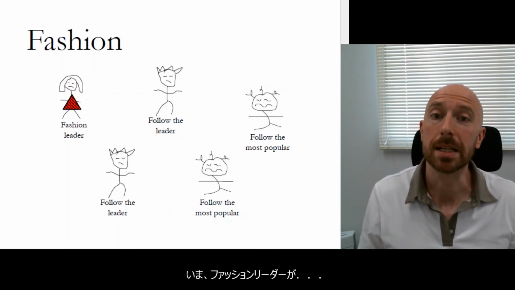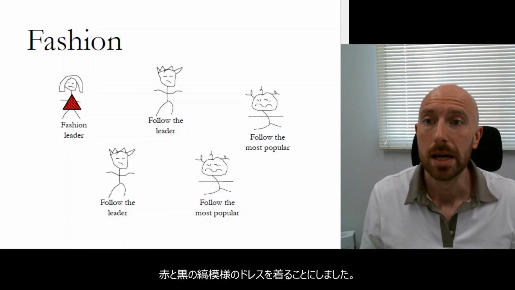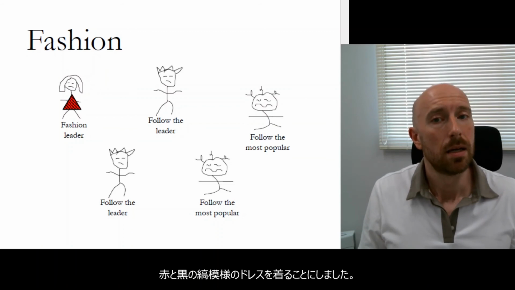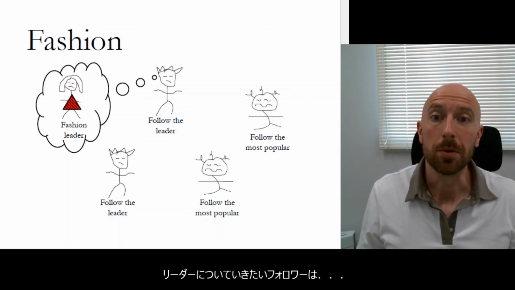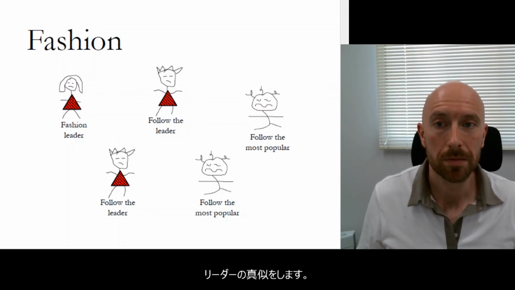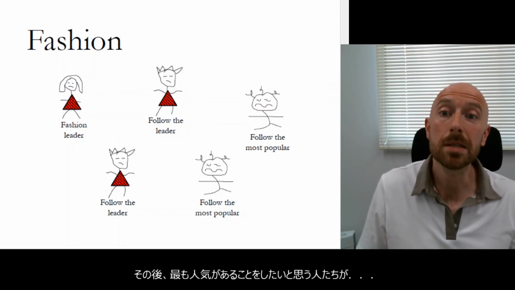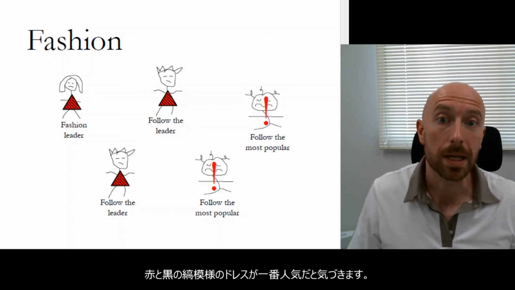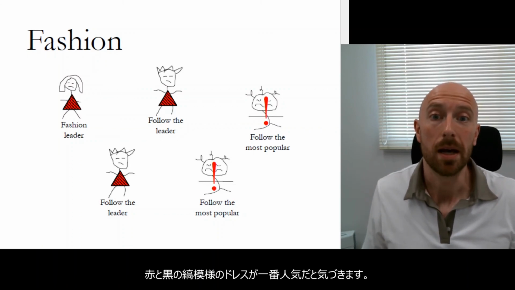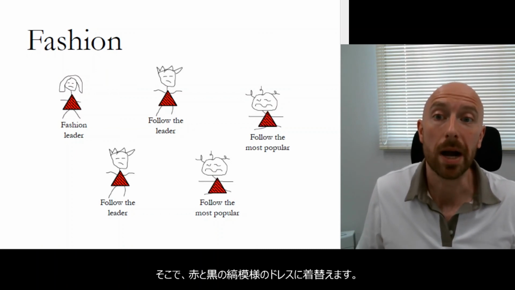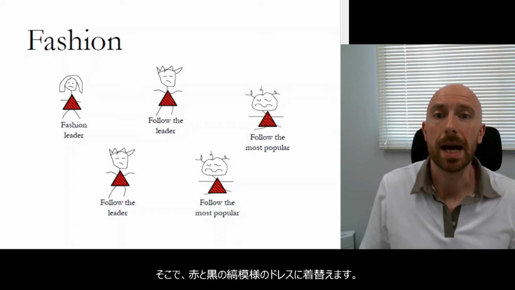So let's say the fashion leader decides to wear a red and black striped dress. Well, the followers, the people who like to follow the leader, will see that the leader is wearing a red and black striped dress, and they will copy her. After this happens, the people who like to do the most popular thing will realize that red and black striped dresses are the most popular outfit, but we are not wearing red and black striped dresses. So they will change what they're wearing so that they're also wearing red and black striped dresses.